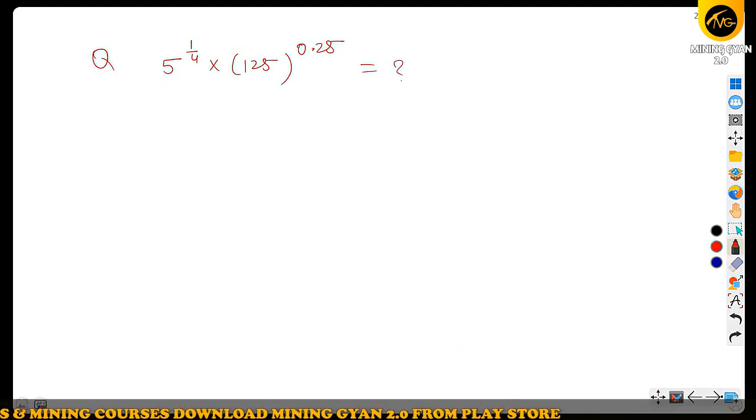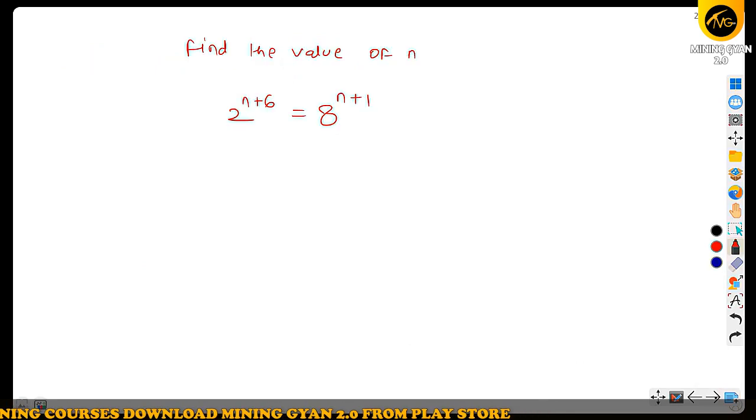So we can skip this question. Now find the value of n: 2 power n plus 6 equals 8 power n plus 1. This is another type of question. Now we have to equalize the bases on both sides. 2 power n plus 6 is equal to 8 power n plus 1.